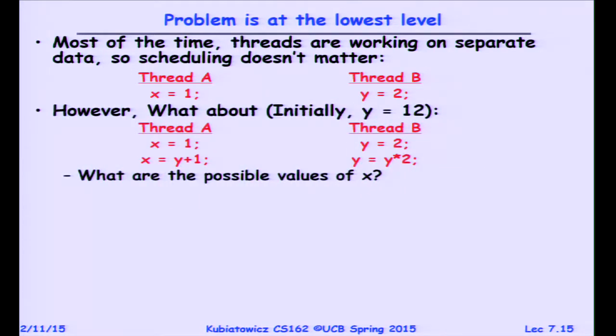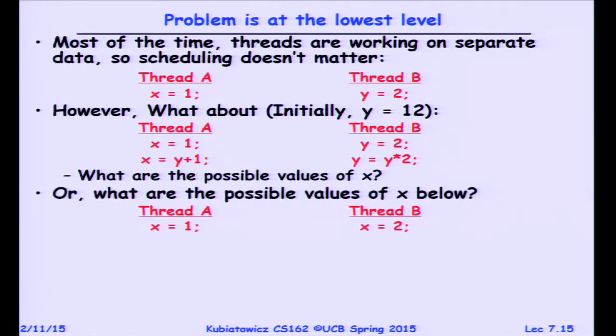Here is kind of interesting though, right? So initially y is 12. What happens with the result of thread A and thread B? What are the possible values of x, for instance? Yeah, everybody's working through, well, we could interleave it this way or this way, right? By the way, you can see an obvious midterm question, right? I mean, hopefully. So, does everybody see that there are many possible solutions here?